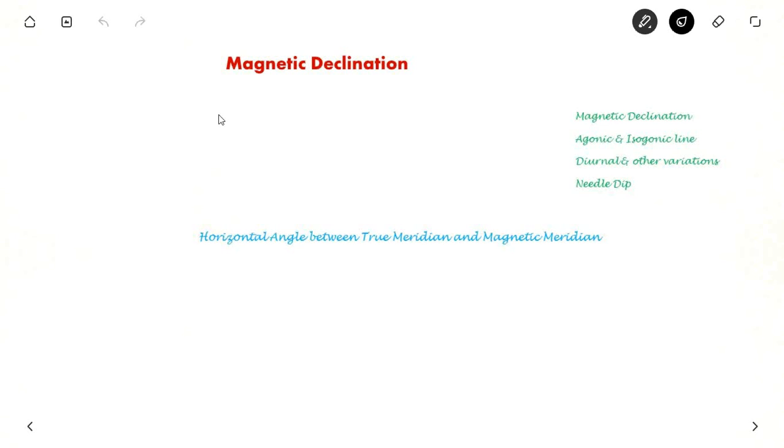Hello everyone, in this video we will see about magnetic declination and also different terms associated with magnetic declination like agonic and isogonic line, diurnal and other variations in declination, and also we will see about needle dip. We will also be solving some problems which often come in exams based on magnetic declination.